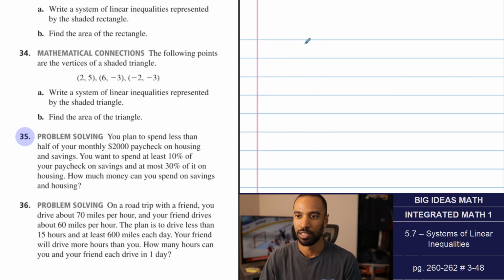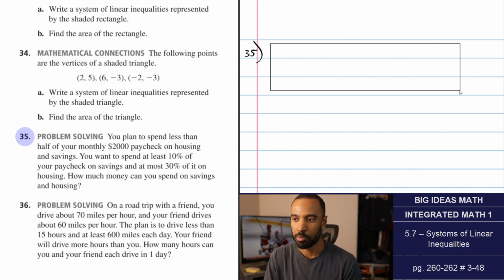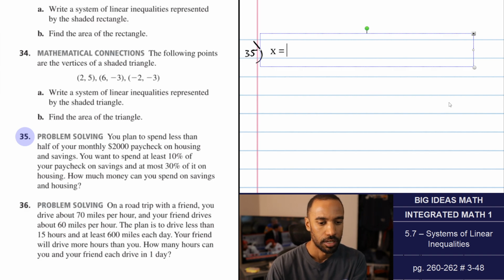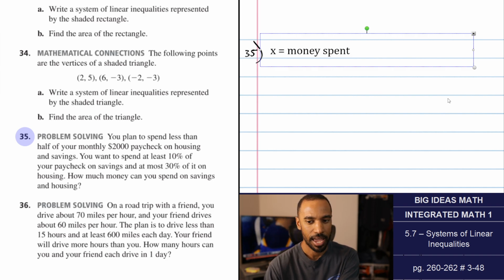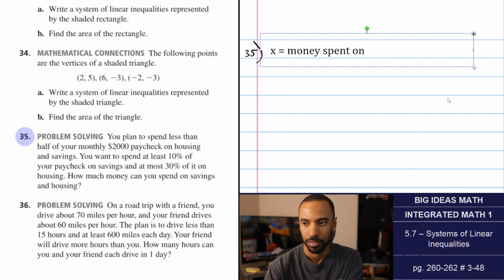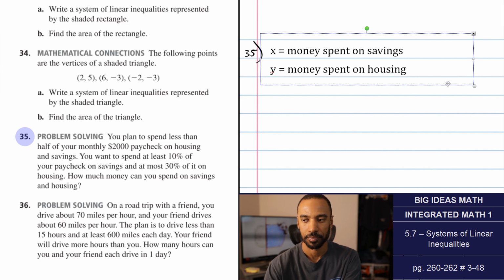All right, sometimes I have to pause and think about it. Sometimes I write some things out just to keep the conversation going so I can process it, even if I write some wrong things. I've done that before. All right, let x equal money spent on savings, and y is money spent on housing. Now this is in dollars on both of them, okay?